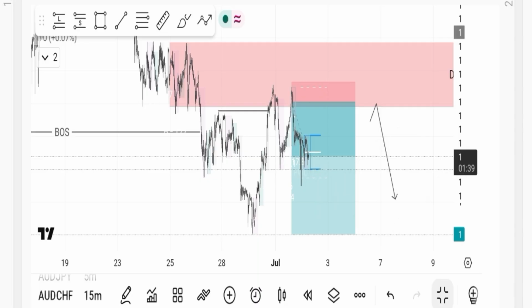So yeah guys, these are the order blocks that you need to trade that will guarantee you success long term. I've been trading this way since the year before last, and the results have been so fruitful. Yes.